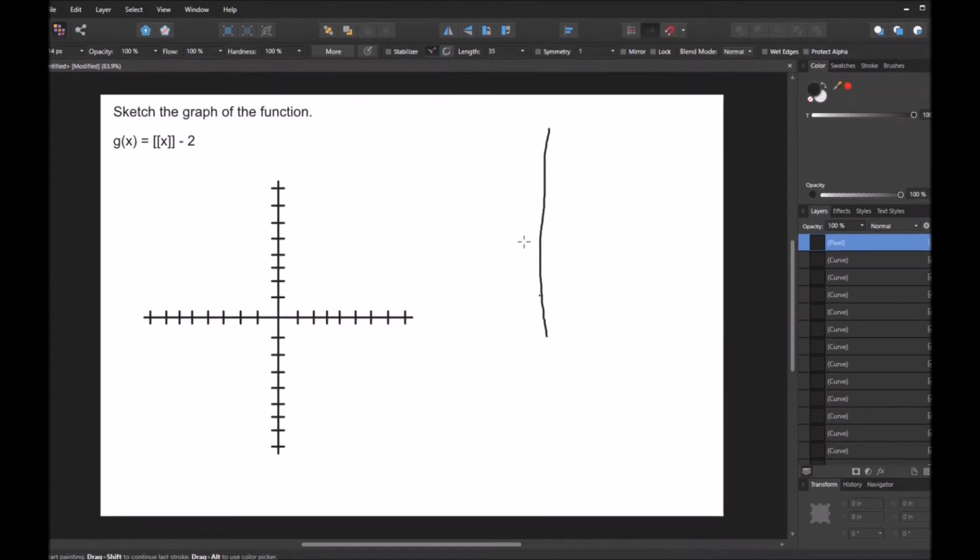So for example, if I make this table here, and I have one column for x and one column for y, and let's say I plug in 0 for x, well, the greatest integer that's less than or equal to 0 is 0. So 0 minus 2 is negative 2. So we have the point 0 comma negative 2. Now I can do 1. The greatest integer less than or equal to 1 is 1, and 1 minus 2 is negative 1. So I'm going to have the point 1 comma negative 1.